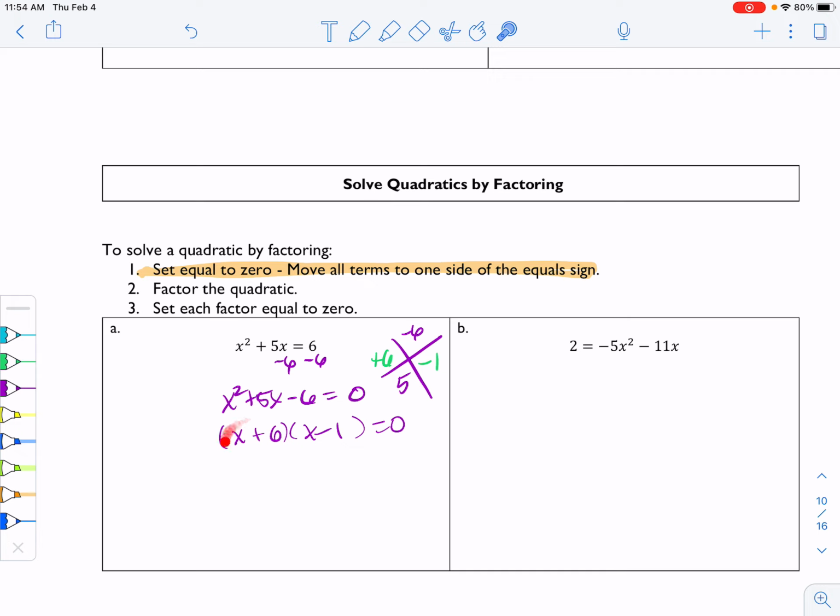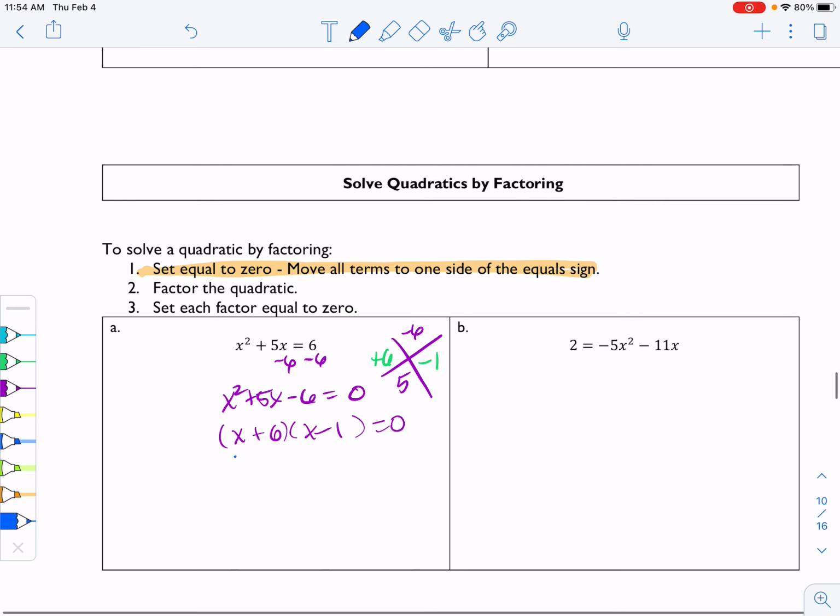So you have to show this part as part of your work. You don't have to show me the diamond, but you do have to show the factored form. Then you don't have to show this next part. You can show the x plus 6 equals 0 and x minus 1 equals 0, and then show this part, right?